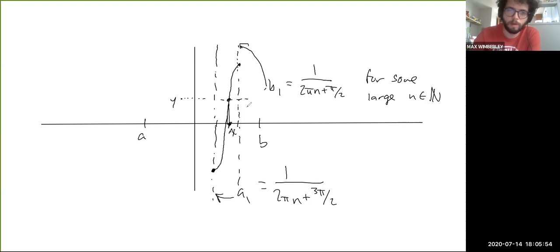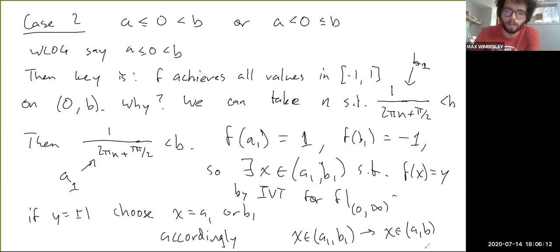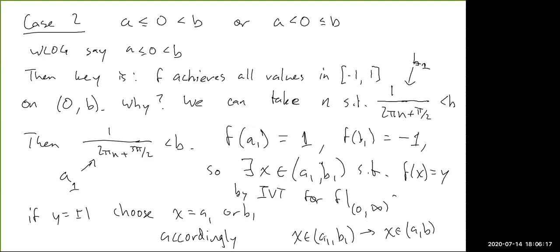By the way we constructed it, because B1 is smaller than B and A1 is bigger than 0, which is bigger than A, the interval (A1, B1) is inside the larger interval (A, B), right? So because x is in this small interval here, it also has to be in the big interval. That's what this is saying. Okay, that was helpful. Thank you.